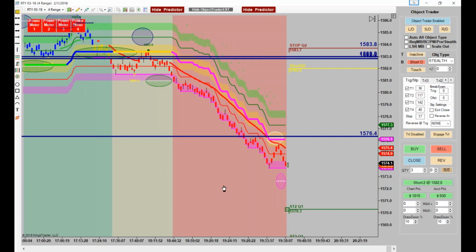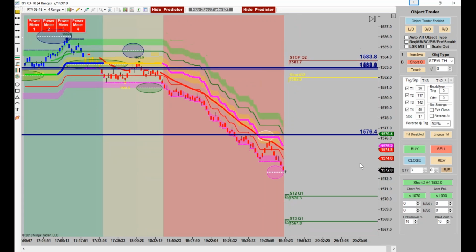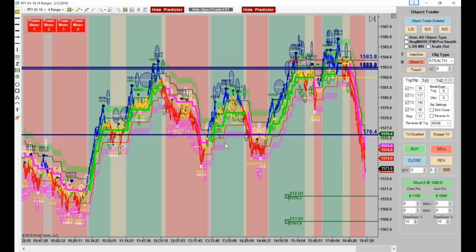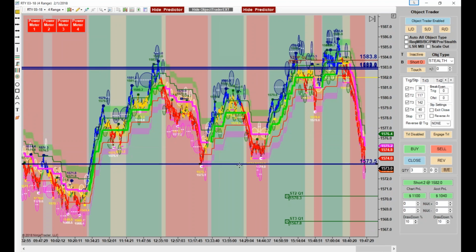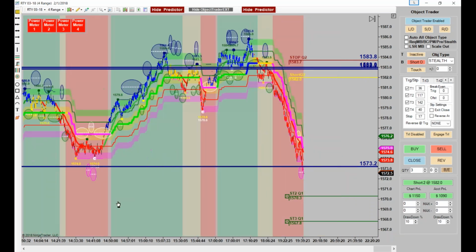Okay. So you have a little thrust, retrace, still lower highs, right? Still lower highs. You're right at a predictor. Let's look to the left to trade the right. You're also right at support. Barely taking it out, right? Taking it out a little bit.